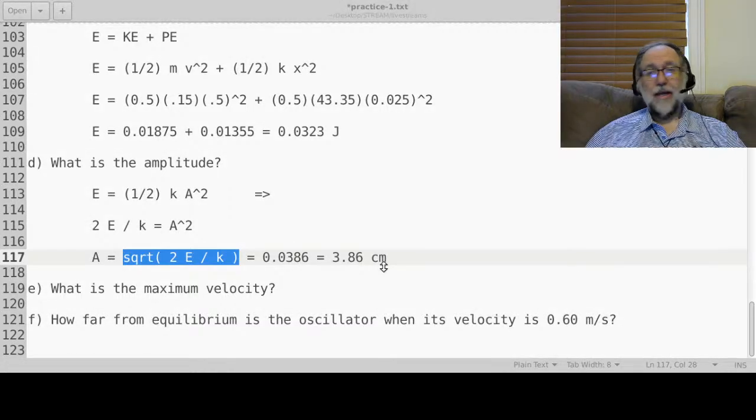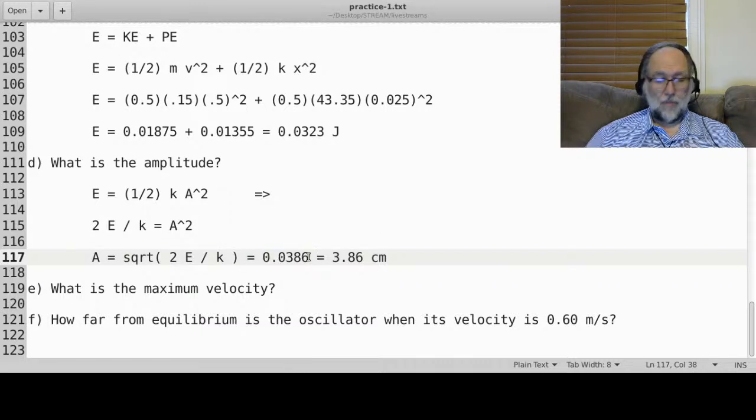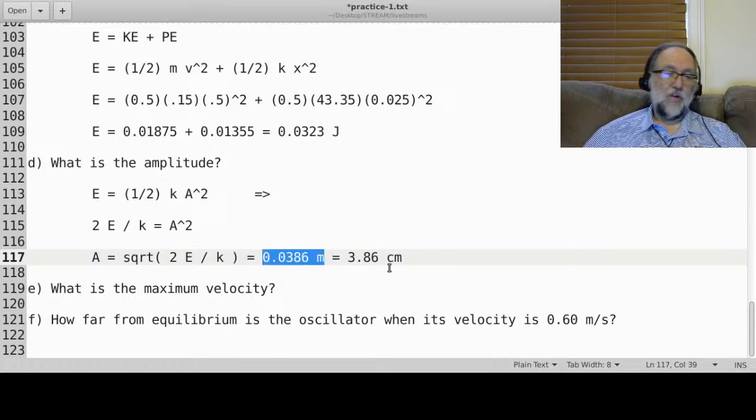If you like plugging in the numbers directly into this equation, it doesn't matter. You'd still get the same answer. The answer turns out to be, when you actually plug it in and work it out in MKS, I'll put the meters in there, you're going to get 0.0386 meters, which I converted to centimeters, 3.86 centimeters.